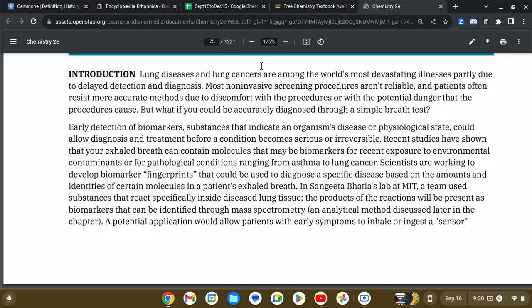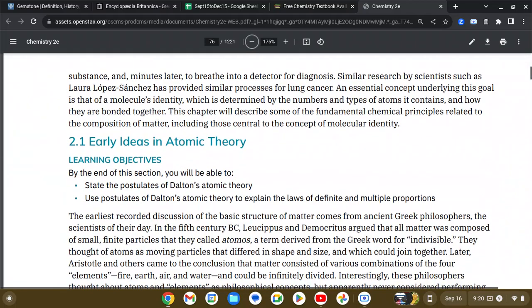In Sangeeta Bhatia's lab at MIT, a team used substances that can react specifically inside diseased lung tissue. The products of the reactions will be present as biomarkers that can be identified through mass spectrometry, an analytical method discussed later in the chapter. A potential application would allow patients with early symptoms to inhale or ingest a sensor substance and minutes later to breathe into a detector for diagnosis. Similar research by scientists such as Laura Lopez Sanchez has provided similar processes for lung cancer.